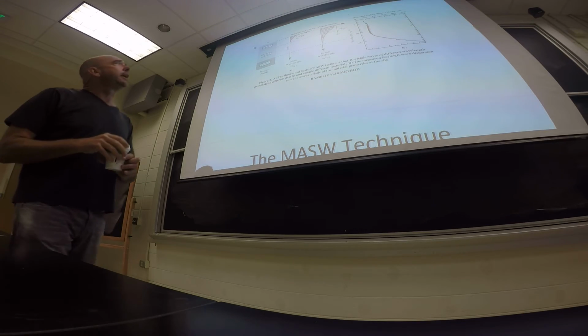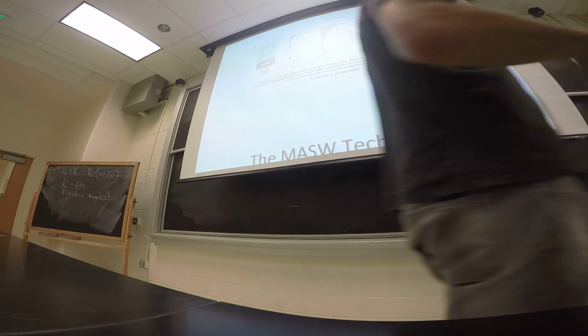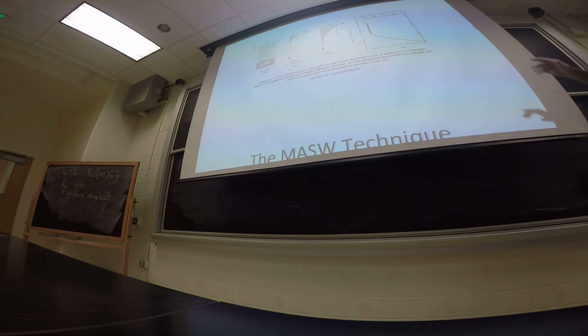And from a survey, some way, they measured surface wave velocity as a function of wavelength. Okay, now they didn't tell you how they did it, but somehow they put different wavelengths into the ground at the same place, and they measured the surface wave velocity as a function of wavelength. And this is what they got.